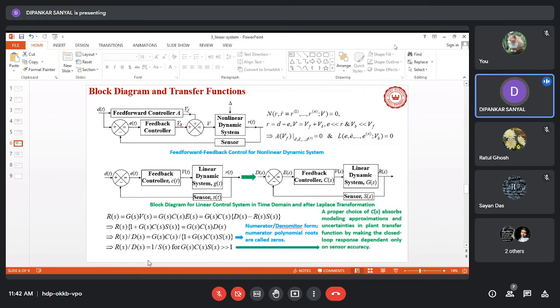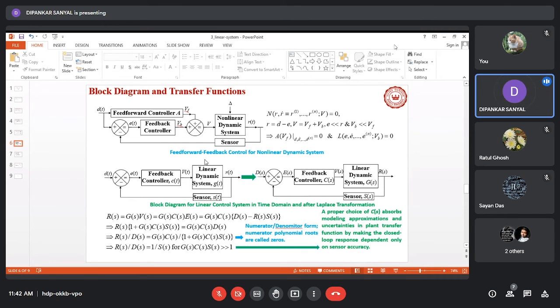So, if we do that, then the response becomes simply 1 by transfer function of S. By suitable choice of the constant in the CS block, we can really make it like this. The advantage of this is that if we use a precise sensor whose transfer function is known, then the response does not depend on the uncertainties in GS.